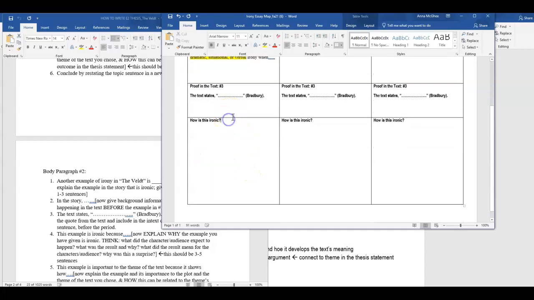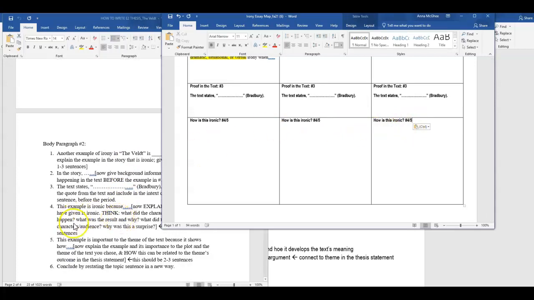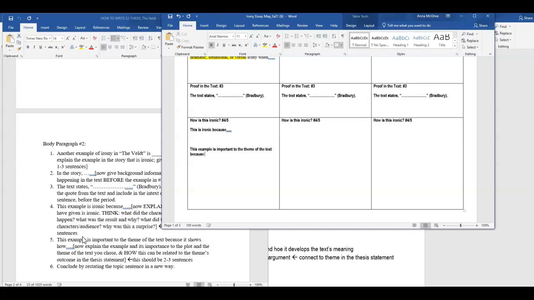Okay, then how is this ironic? You will start number 4 and 5 for both of these. Now, on number 4 and 5, it tells you exactly what you should have. So you should start this by saying, this is ironic because, and then give me something to tell me why this is ironic. Number 5 says, this example is important to the theme of the text because it shows how.